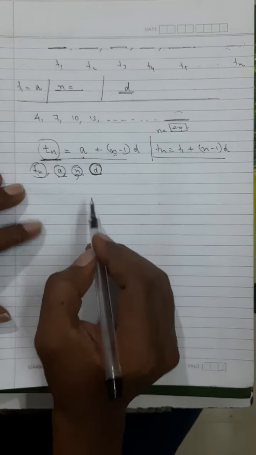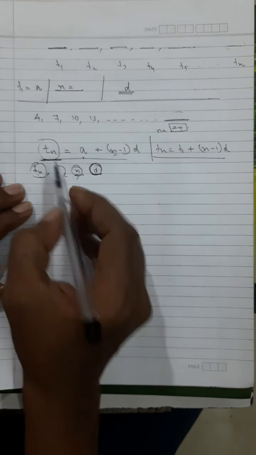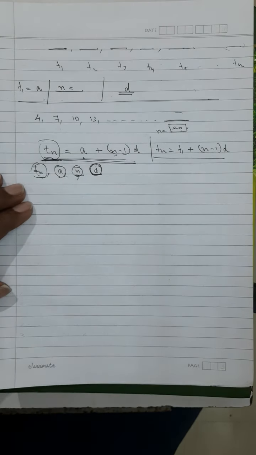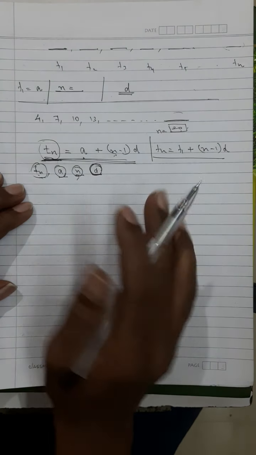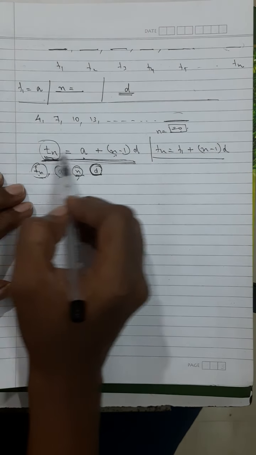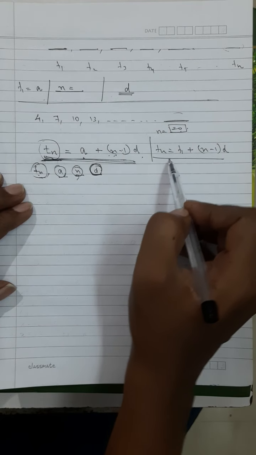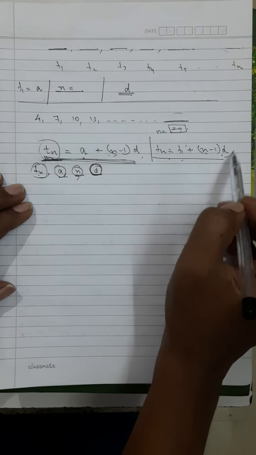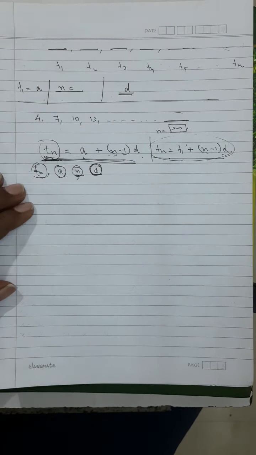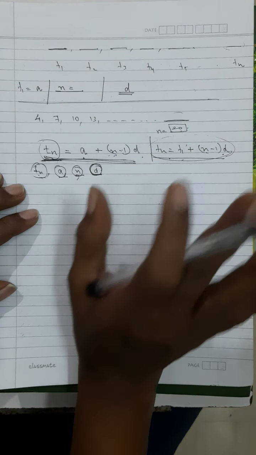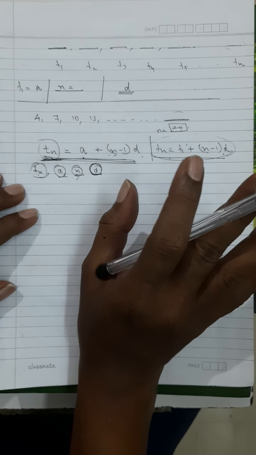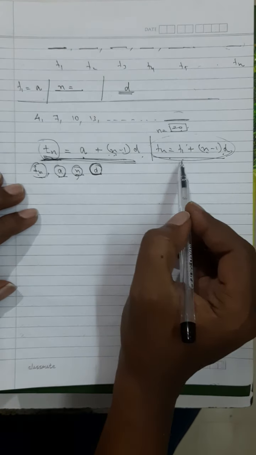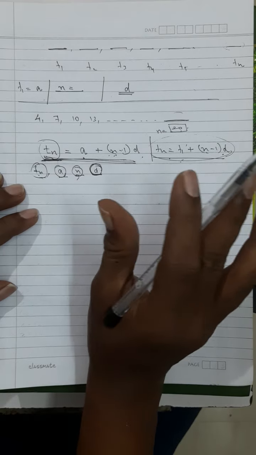One more very important thing that I have to tell you. My dear students, this formula is for every sequence. Tn is equal to A plus n minus 1 into D, or Tn is equal to T1 plus n minus 1 into D. This is a formula which is applicable to each and every arithmetic progression. Sorry, not each and every sequence, each and every arithmetic progression. Not for geometric progressions.